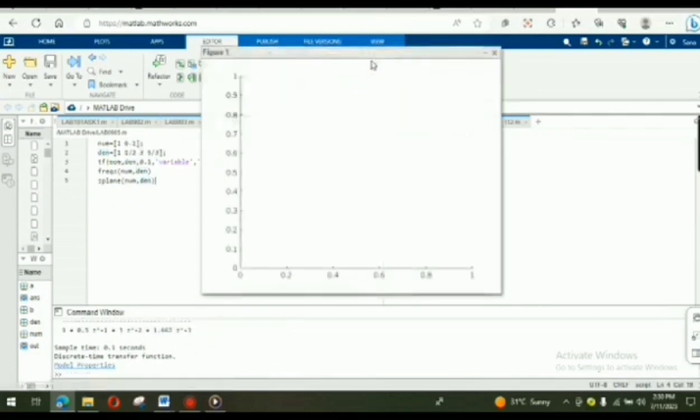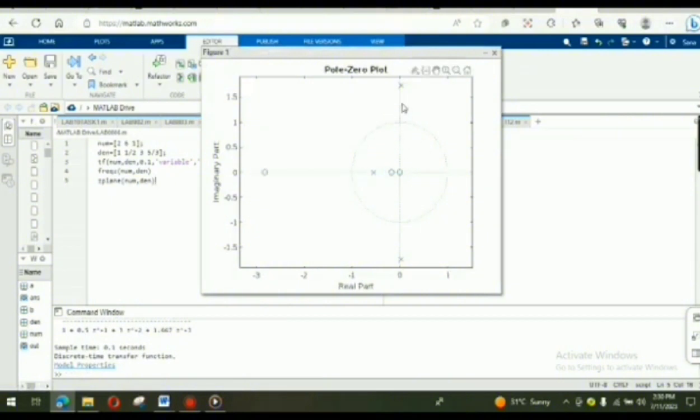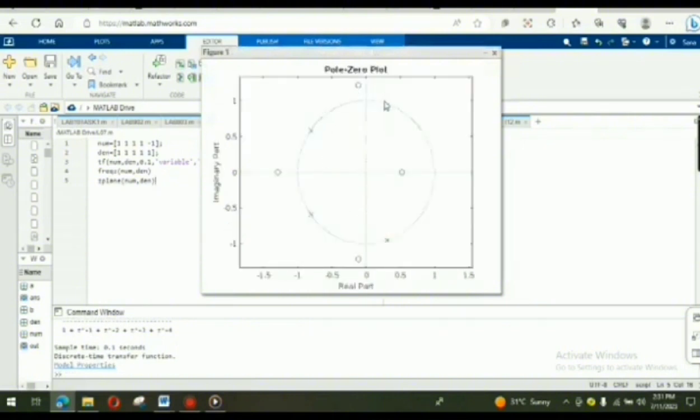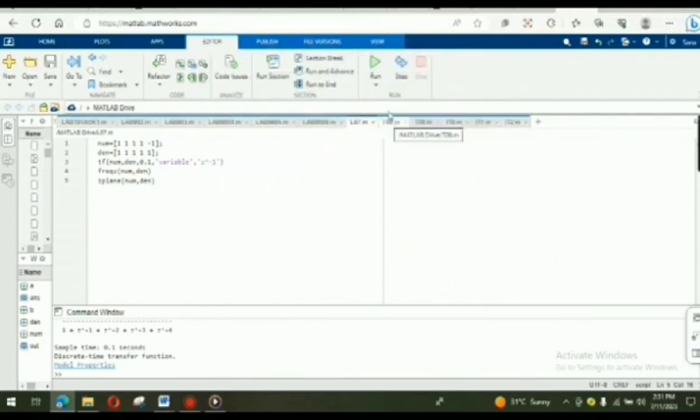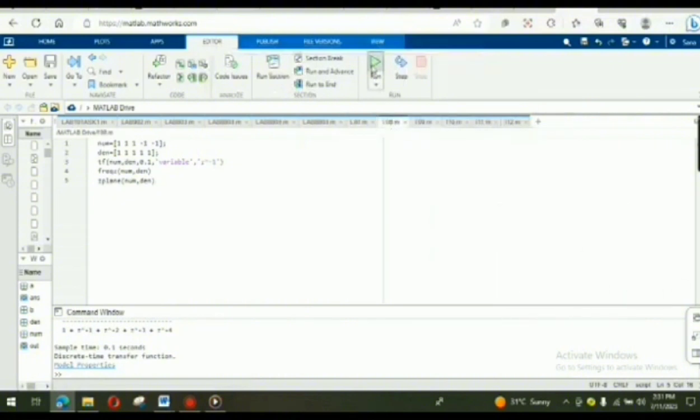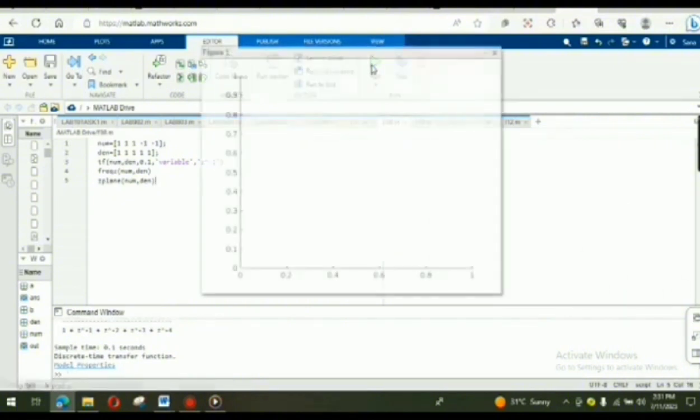Lab task number 6. After running this function, we can see that two of the poles are again outside of the unit circle, so this system is unstable. Lab task number 7. Now we have to run this code. Here we can see that the poles are on the unit circle, so the system is partially stable. Lab task number 8 is, okay. Here the poles are on the unit circle, so the system is partially stable.